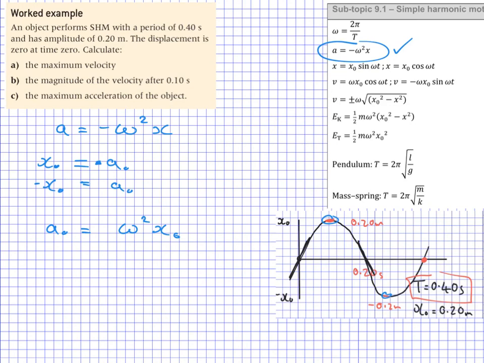Okay, let's plug it in. Hopefully pretty straightforward by this point. So my maximum acceleration is going to be 2 pi over T, all squared, multiplied by my x naught, which is 0.2 meters. So my maximum acceleration, if you plug it all in, ends up being 49 to 2 significant figures, and that's meters per second squared.